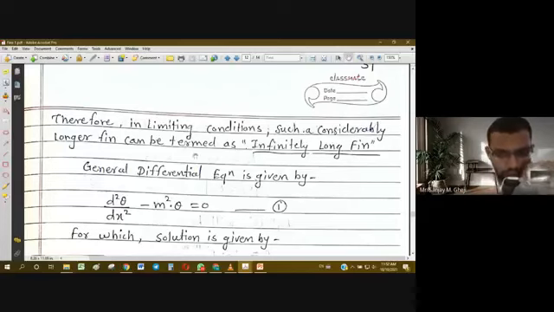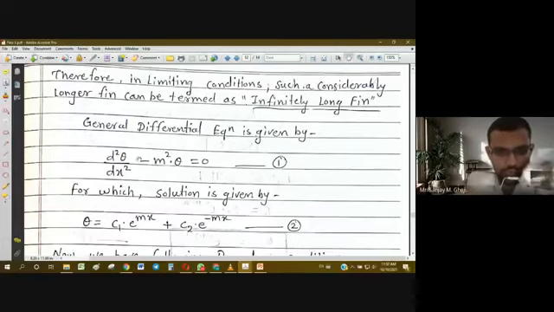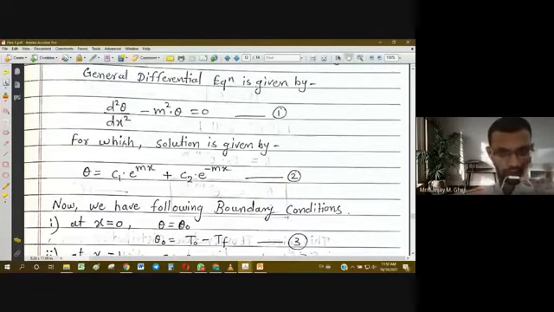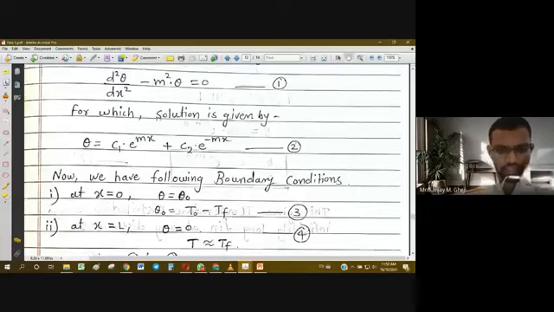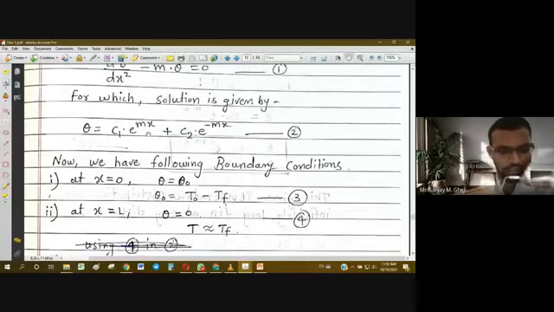So we have the general differential equation d2 theta by dx square minus m square theta equal to 0, for which the general solution is theta equal to c1 e raised to mx plus c2 e raised to minus mx. These steps remain common for all cases.